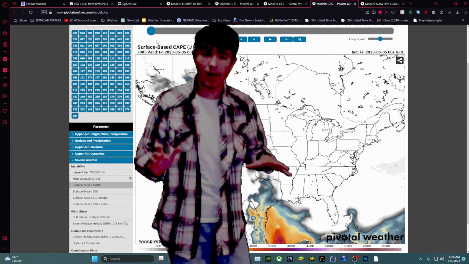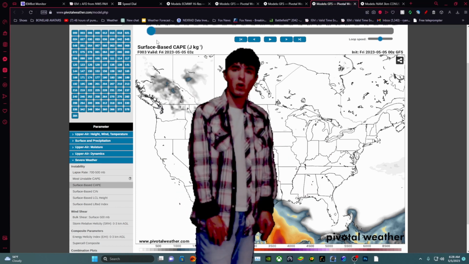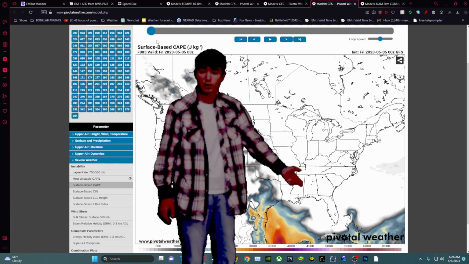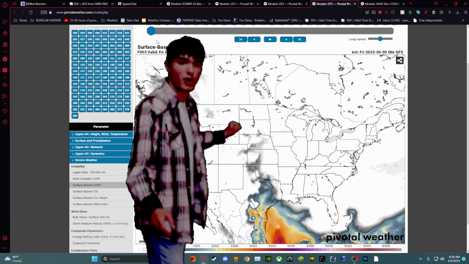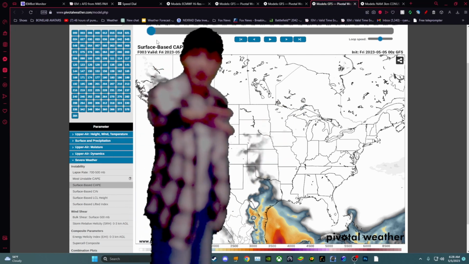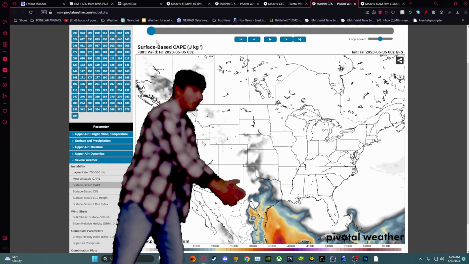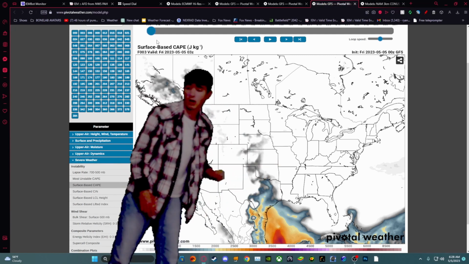You don't need a lot of CAPE, though, to actually even have severe storms. You can have CAPE in excess of like 1,000 joules per kilogram, and you'd be fine with severe storms. That's what happened on December 10th. We only had CAPE values of around 1,300 joules per kilogram. And look how that turned out. Mayfield got flattened. Anyway, right there you can see the Gulf of Mexico air, all that CAPE, that will be coming up towards us.